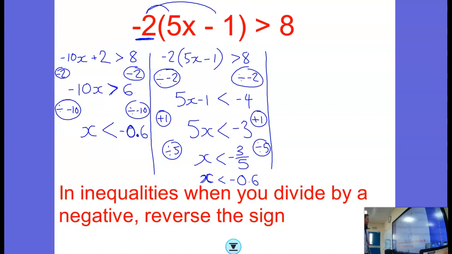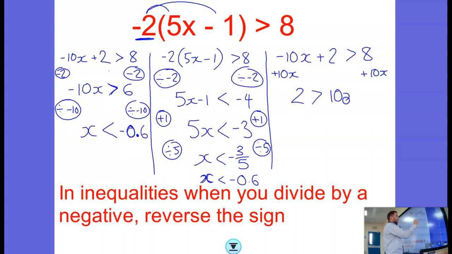The other way we could do it is to not end up dividing by a negative. Now this is a bit fiddly, but some people don't like dividing by the negative, so we're going to follow the same method of expanding the bracket first. So I'm going to get minus 10x plus 2 is greater than 8. Then I'm going to add 10x to both sides, and I'm going to get 2 is greater than 10x plus 8. So I basically got rid of that negative in front of the x by chucking it over the other side, adding 10x to both sides.